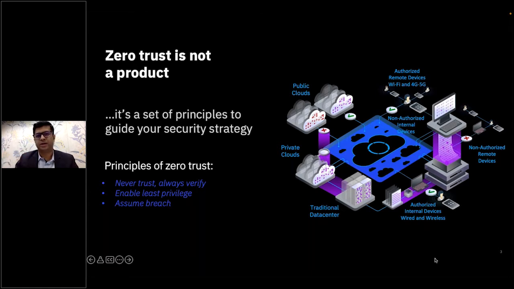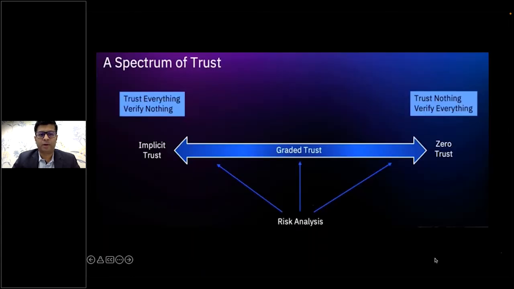So the question is not really whether it will happen or not. The question is when it will happen, are we ready for it, right? So these three are the core principles of zero trust.